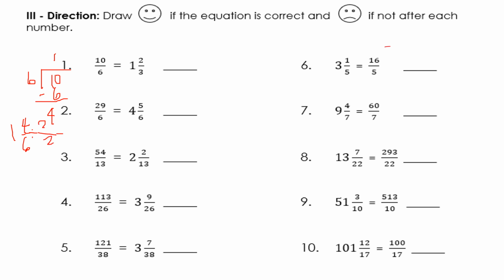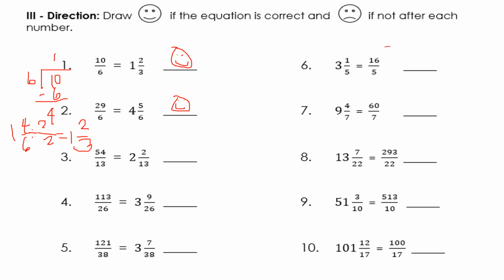So we have 1 and 2/3. That means the equation is correct, so we can draw a smiley face there. Okay, next. Number 2, we have 29/6. So we have 5 times 6 is 24 plus 5, 29. So this one also is a smiley face.